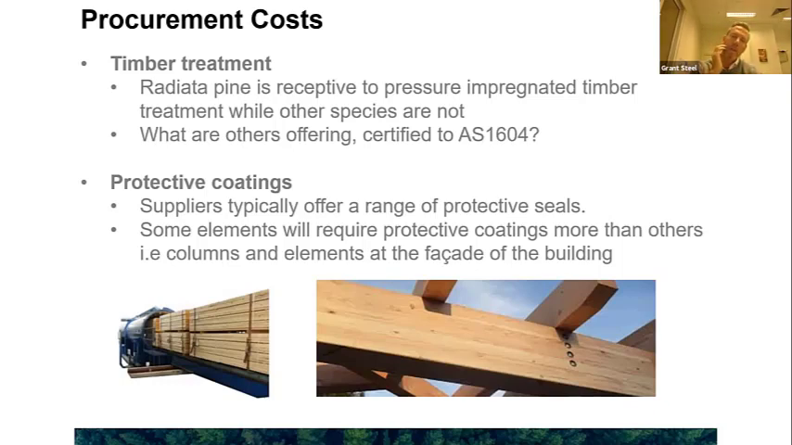Other thing is protective coatings. Suppliers typically offer a range of protective coatings. These range from end grain inhibitors, which stop the water ingress, right through to UV protections and abrasion protections. Some elements, probably true to say, will need more protection than others. Certainly columns and elements that are at the facade, which are exposed to UV exposure, but also high traffic areas as well.